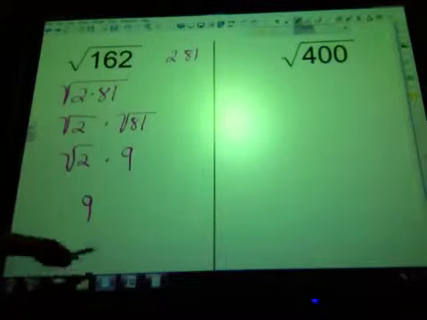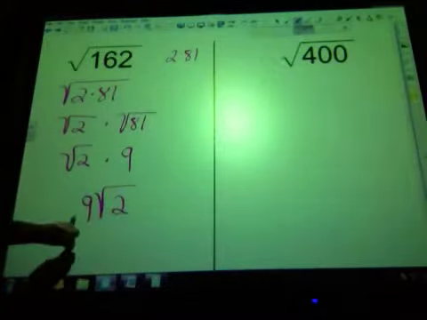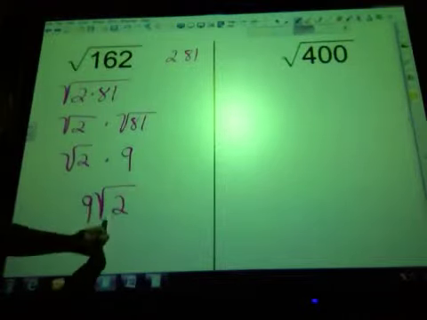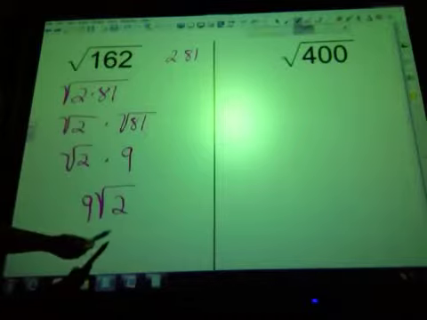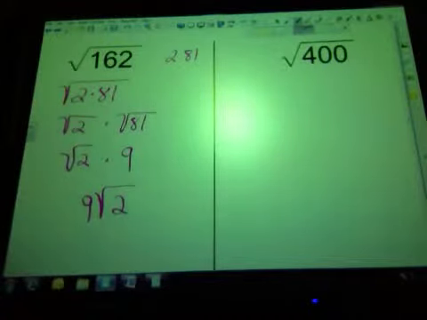We write that first. And then we can go ahead and put the square root of 2 after that. When they're written next to each other like this, it's kind of like a variable where you have 9 times the square root of 2. You don't actually have to write any multiplication signs or anything in between there. You can just leave it as 9 times the square root of 2.